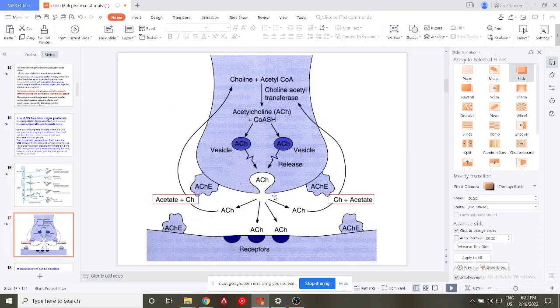Now we're going to look at the nerve terminal of cholinergic drugs. We can see here from the preganglionic fiber, acetylcholine is released and it interacts with the receptors. Acetylcholine is the main neurotransmitter for the parasympathetic ganglion. And I want you to take note of this AChE. It's an abbreviation and the full word is acetylcholinesterase.